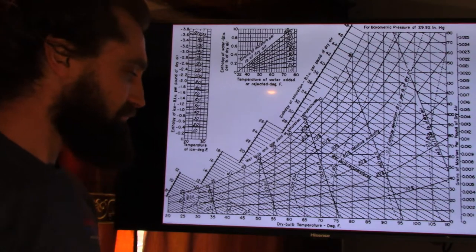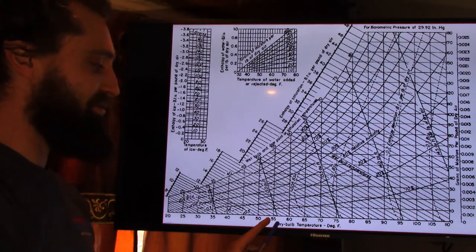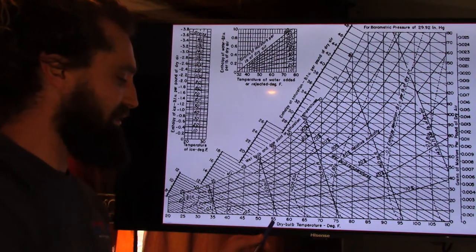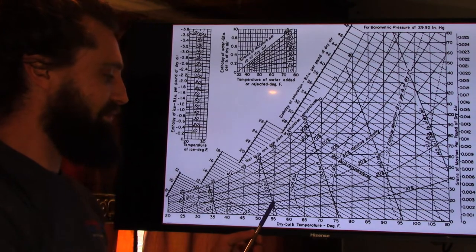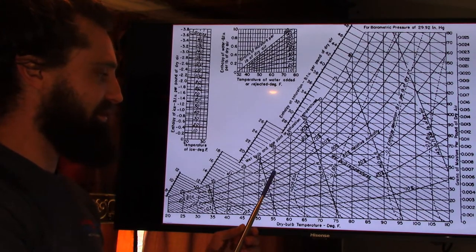Now, we go to our supply, and we do the same exact thing. Supply, 55. We go up until we hit our 70-degree mark, because that's what we measured.